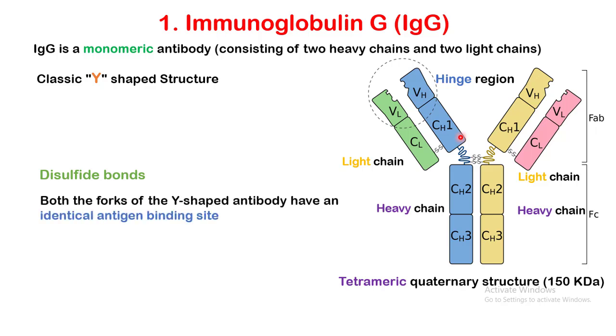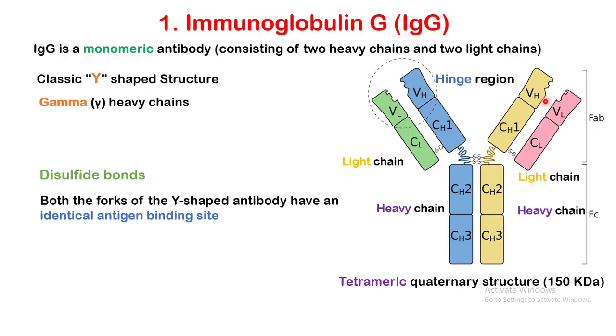Now, both of the forks of the Y-shaped antibody have an identical antigen binding site. If you look at this particular region over here, this is the antigen binding site. And in the immunoglobulin G, both of these antigen binding sites are identical to each other. That means they are going to bind to the same antigen.